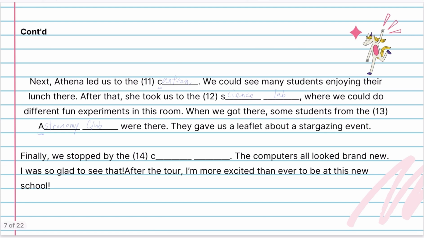Now let's move on to the last blank. Finally, we stopped by the, okay, it must be a place again. The tip is here. The computers all looked brand new. Okay, so it must be a room filled with computers, right? The first letter is C, and it is actually self-explanatory. It must be the computer room, right, boys and girls?